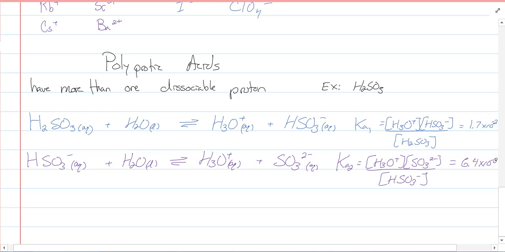Let's write that down. The first proton is easier to remove over the second and third, etc. So the first is always easier than the second, then the third.